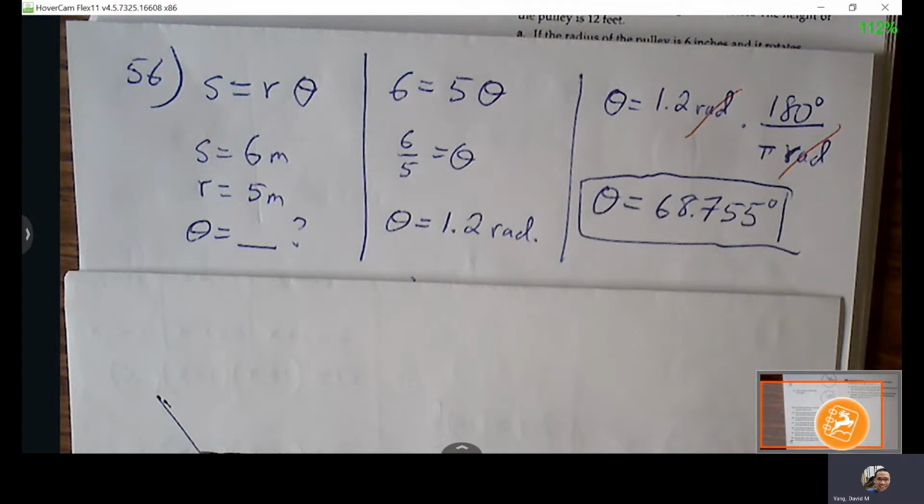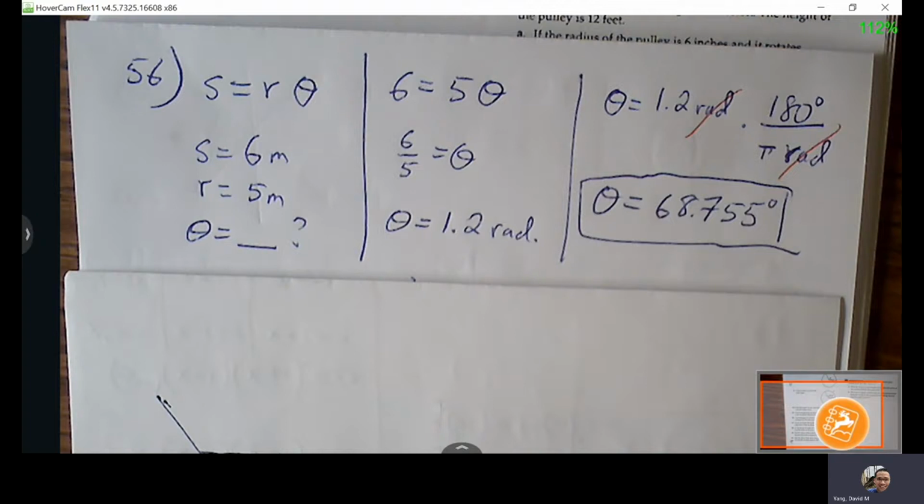Because we're using the formula and we're solving for theta, we know that theta is going to produce radians, right? So that's all fine and good, but then the problem is also asking for us to represent theta in terms of degrees. So we do have to go through a little bit of a conversion to get that to happen. We know that we multiply by 180 over pi because we want the radian units to go away, so that we're left with units in terms of degrees. So 1.2 radians is my theta measure in terms of radians. I multiply by 180 over pi to get the radian units to go away, and I'm left with an equivalent degree measure.